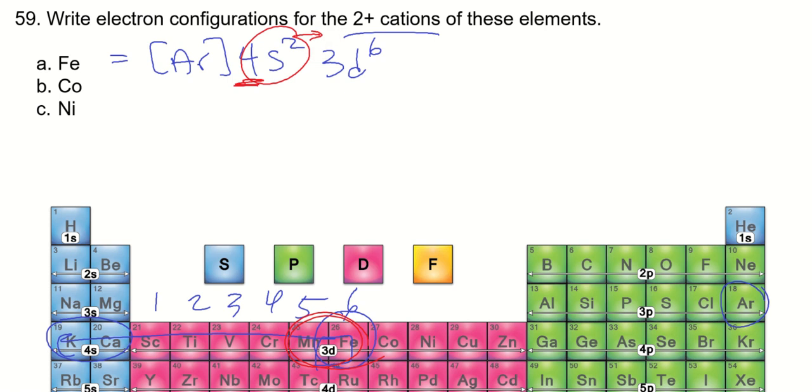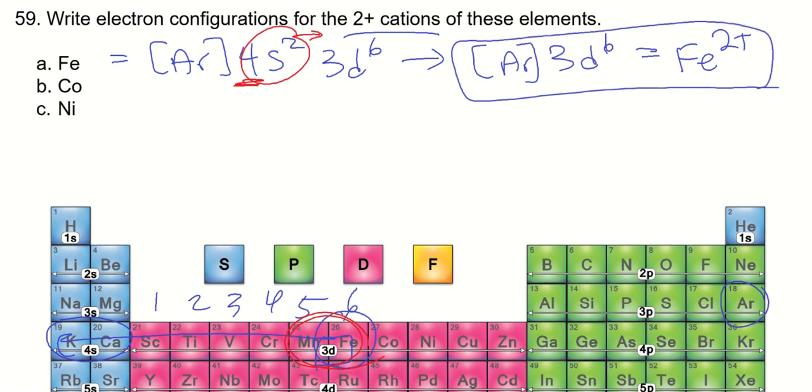And what you have left is argon and then 3d6. And so that's your electron configuration for the iron 2+ cation.